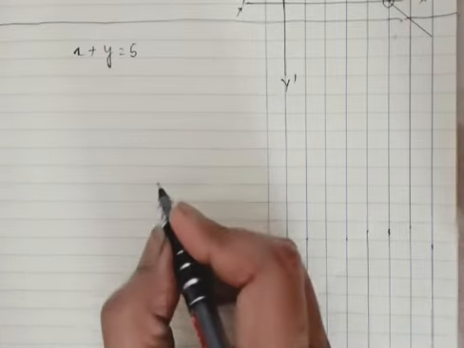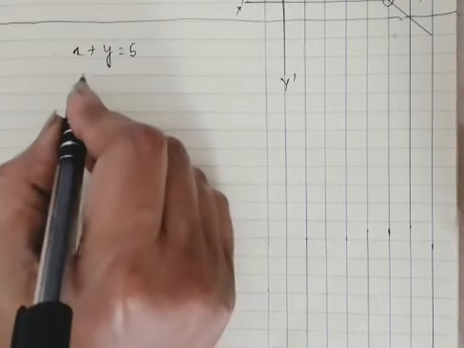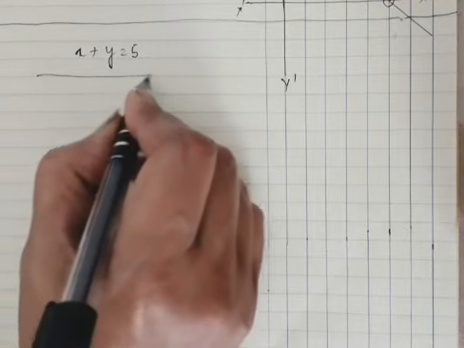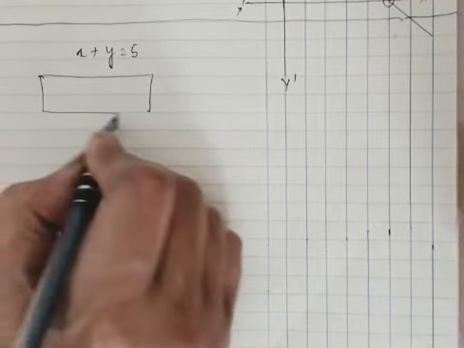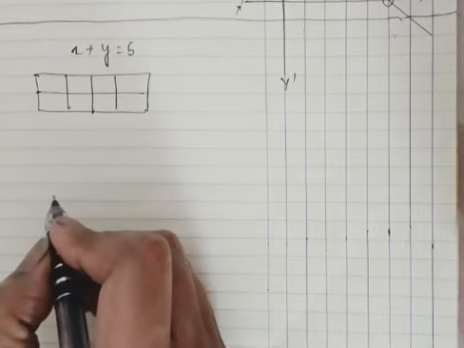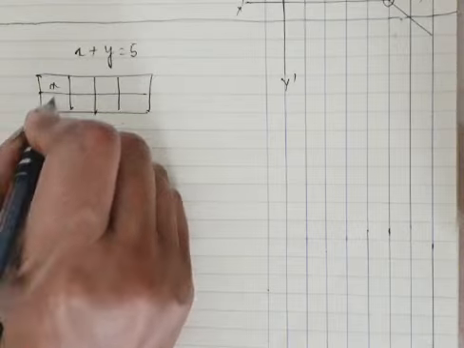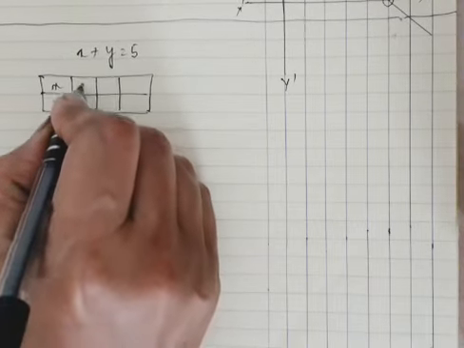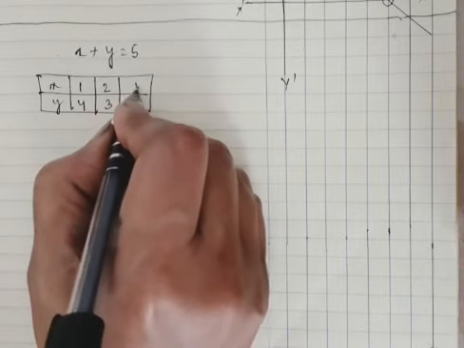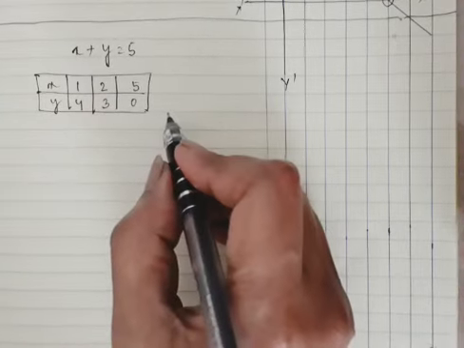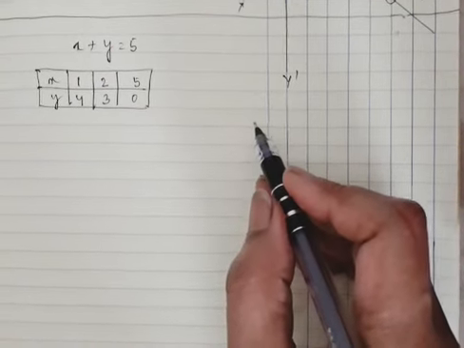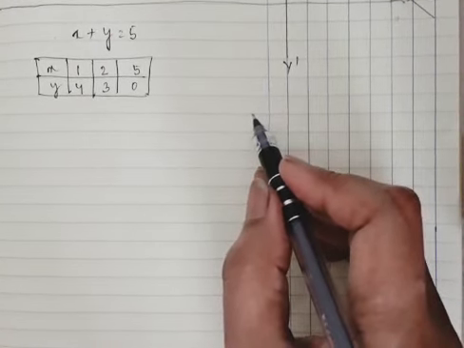I am taking a very simple equation, and you know how to find solutions to this linear equation. For that you need to draw a table. Now let us find at least three pairs of solutions. x, y: if x is 1, y is 4; x is 2, y is 3; 5, 0. And also you know how to draw the graph of this linear equation.